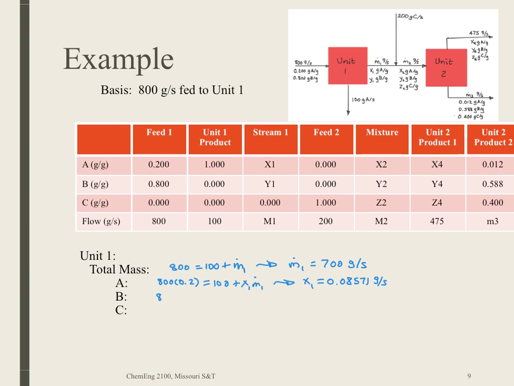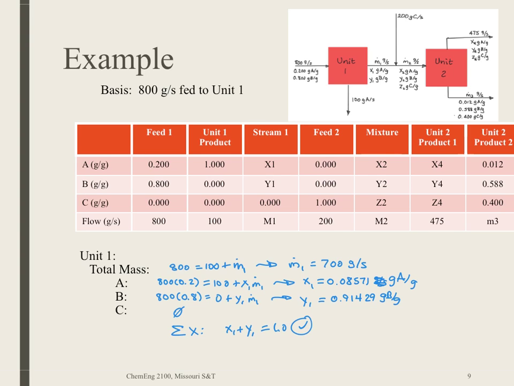For B, I have 800 times 0.8 equals 0 plus Y1 M1. And of course, that tells me that Y1 is 0.91429 grams of B per gram, and those units were wrong, grams of A per gram. And there is no C balance. My additional equation is the sum of x's, which simply says that x1 plus y1 needs to equal 1, and they do.